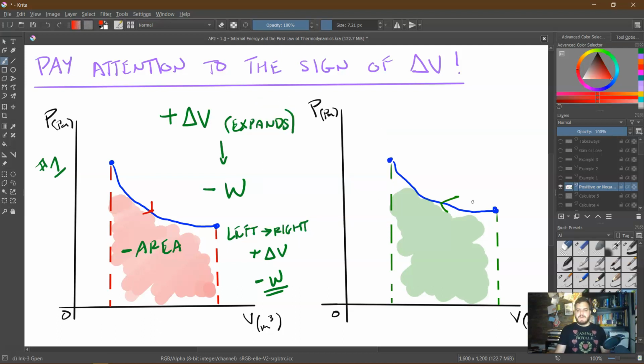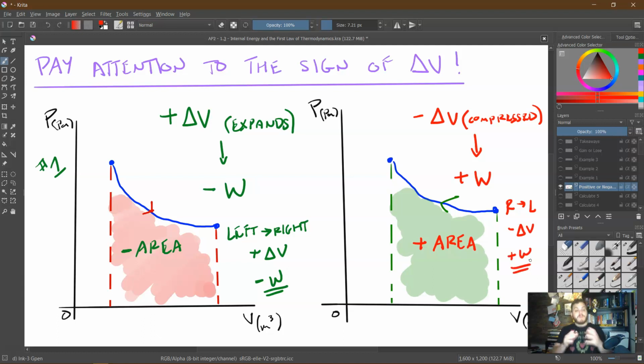Now let's look at the flip. I now have a volume that is getting smaller. So therefore the gas is being compressed. If it's being compressed, it is gaining energy. That is a positive gain in work. So we would consider this to be a positive area. So if it's going from right to left, or there is a negative delta V, we must remember that is a positive work. So to know whether or not that area should be counted as negative joules or positive joules, we really need to focus on: is V getting bigger or is V getting smaller?